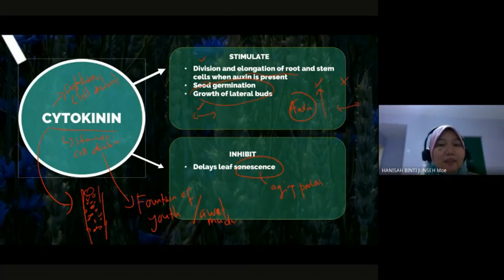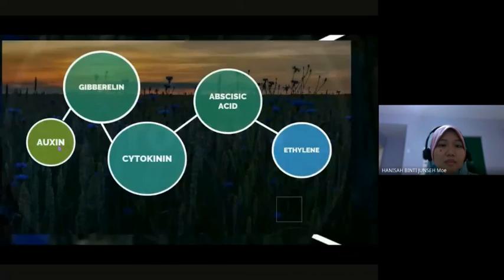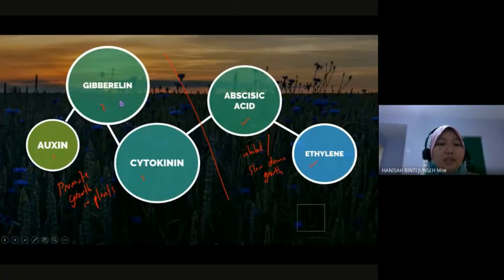Okay. Next. We have covered the first three hormones that promote growth in plants. How about the last two, abscisic acid and ethylene?